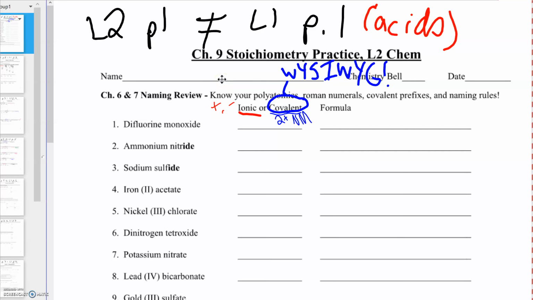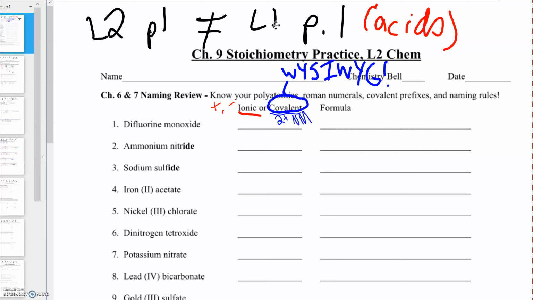Just a note for Chapter 9 homework, Level 2 and Level 1 have really similar pages, so at the top of the video I'll try and make a note. So for page 1, the naming review, Level 2 Chem is not the same as Level 1. Level 1 has some added acids, but we'll make two different videos for that. So let's start at the beginning.